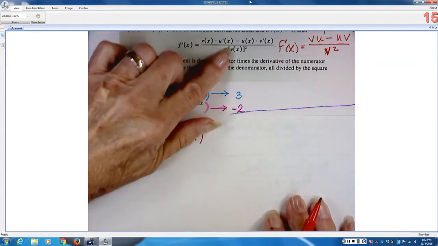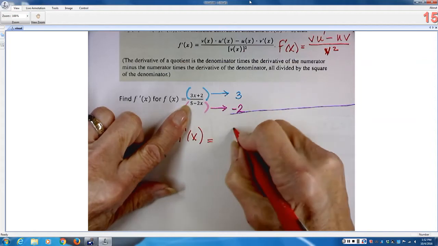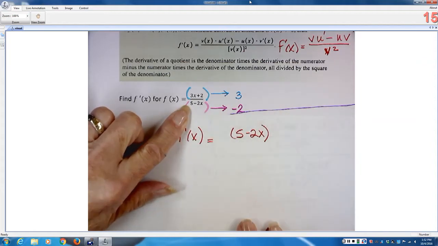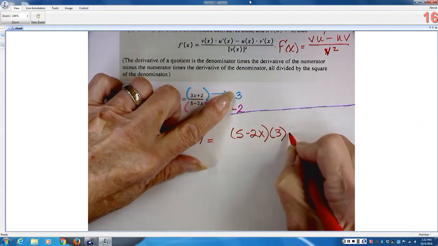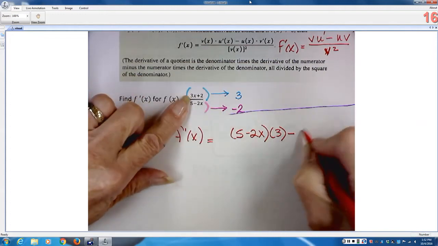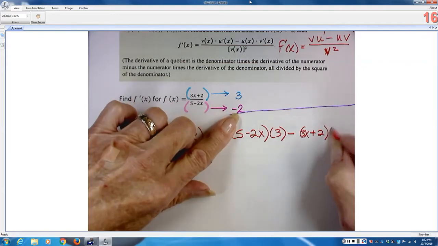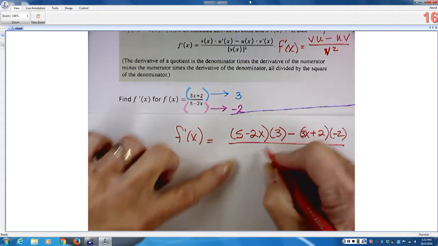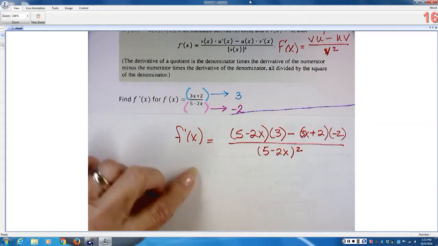We start off with the denominator, which in our case is 5 minus 2x. Multiply it by the derivative of the numerator, which we know is 3. Minus the numerator, which we know is 3x minus 2, or plus 2, times the derivative of the denominator, which we know is negative 2. And I have the denominator right: 5 minus 2x, quantity squared.